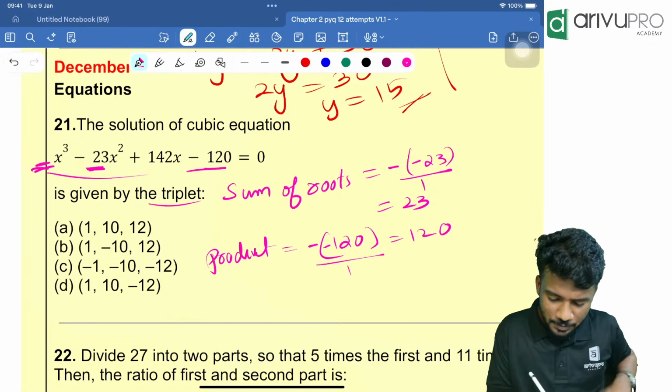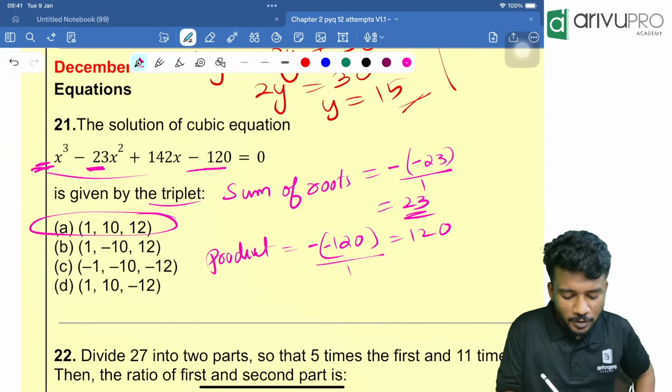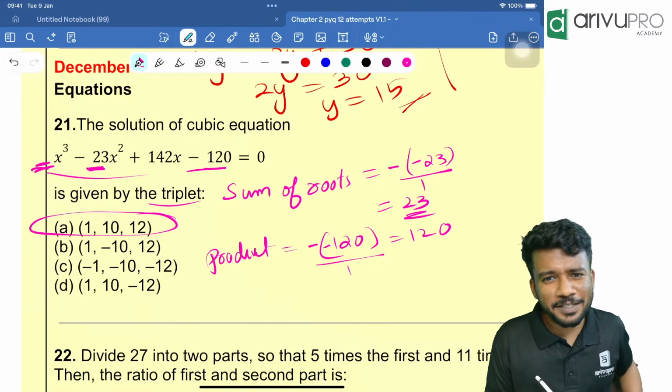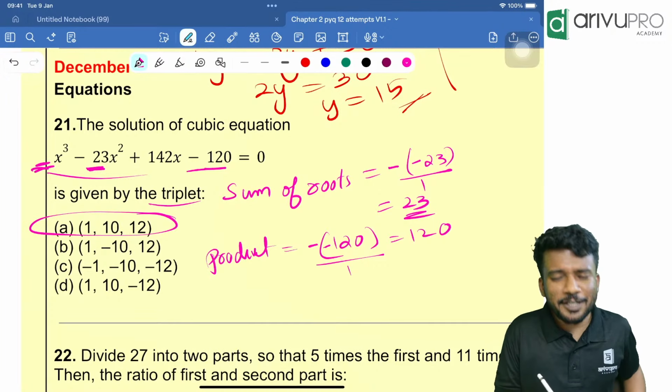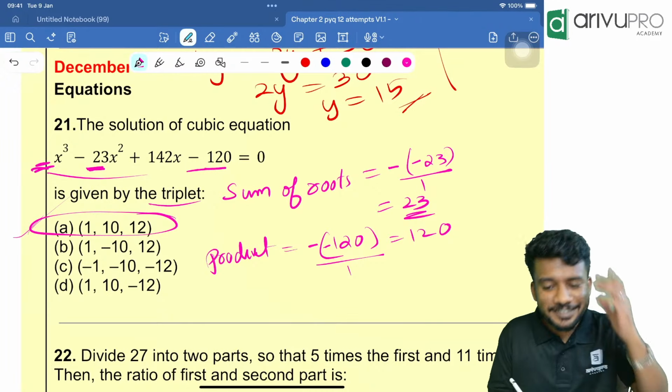Now check which option is giving you sum as 23. So check option A: 1 plus 10 plus 12 is how much? 23. 1 into 10 into 12 is how much? That is also 120. So option A is your answer, direct answer.